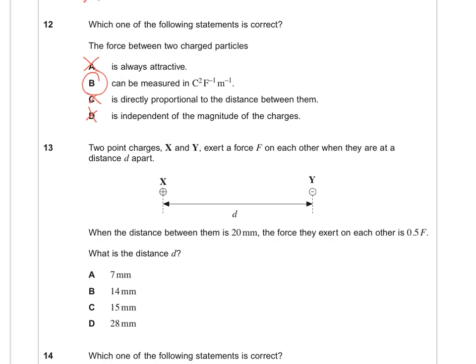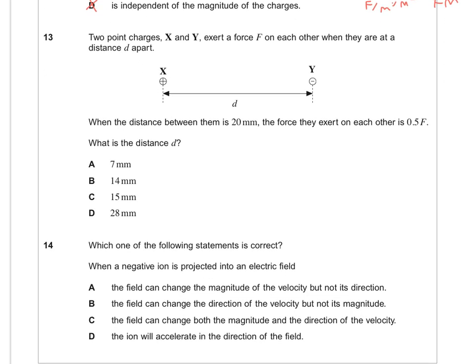So let's have a look at the equation just to double check. So force is QQ over 4 pi E0 R squared. So it's going to be coulomb squared over 4 pi, which is unitless. Then we have E0, which we look on our formula sheet, has the units farads per meter. And then we're going to times that by meters squared. So we end up with C squared over F M, which is exactly what it's got there, so that's fine.